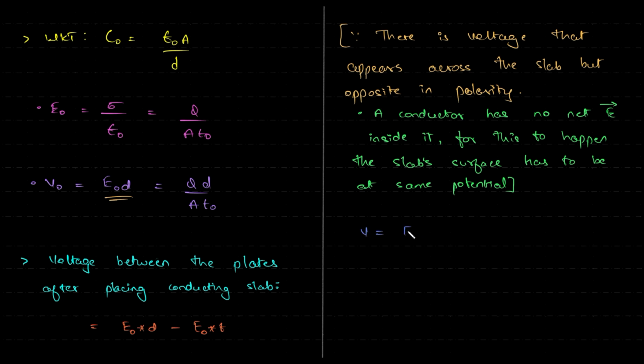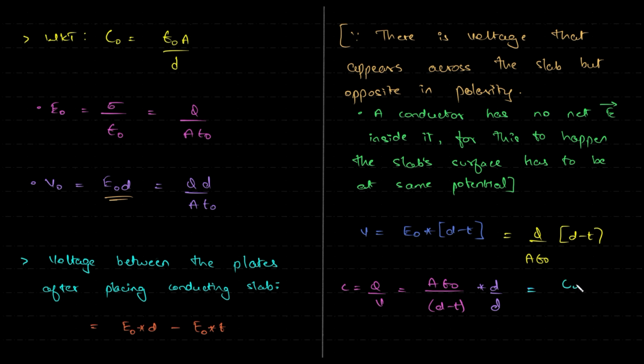So your V is equal to E naught into (d minus t). But E naught according to this formula is what? Q by A epsilon naught, so V is Q by A epsilon naught into (d minus t). So we finally have the result. We know that C is equal to Q by V. So if we transpose and all that, simple math, C is epsilon naught A by (d minus t). But we want to see how much the capacitance has increased. So I'll multiply and divide with d, because C naught is epsilon naught A by d, so we don't have a d in the denominator. To do that, we have multiplied and divided with d. So this will give us C naught times d divided by (d minus t). So that is the amount of increase that we will see.